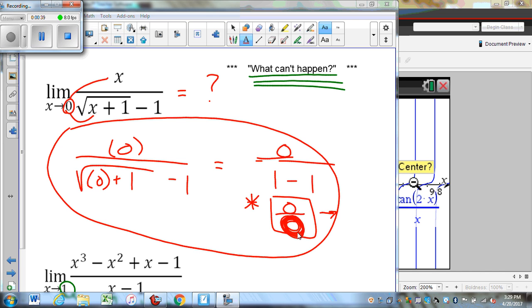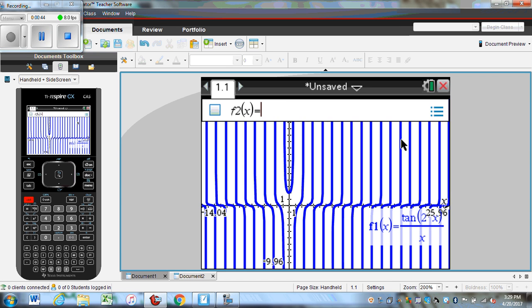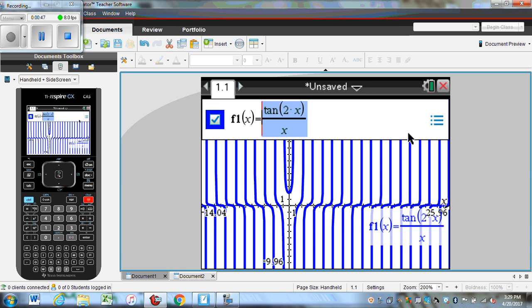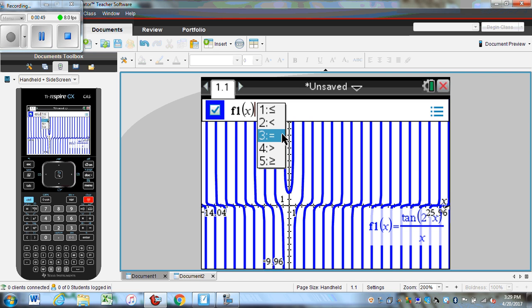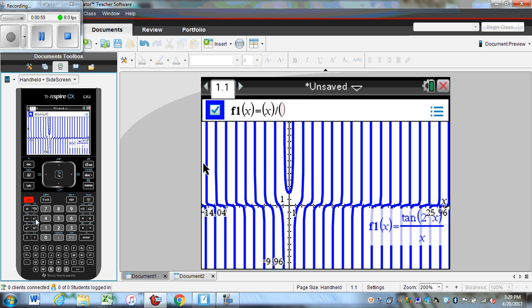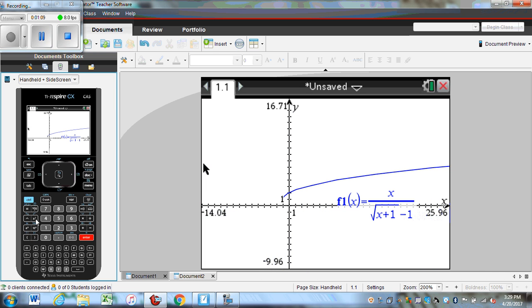So what we can do to verify this is to go to the calculator. From here, this is our old tangent graph. I'm just going to start from scratch. So we'll go with x over the square root of x plus 1, and then on the outside, minus 1. Is that right? Okay. So here we have this function, x over radical x plus 1 minus 1.